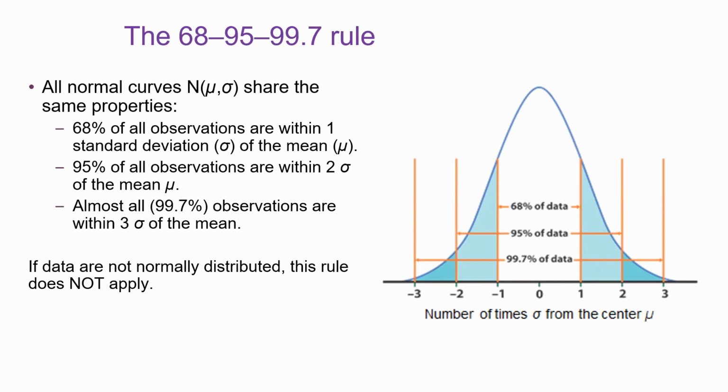And you're very unlikely, only 5% of the time, to randomly pick a student with a height larger or smaller, right? Why is that important? Because that relates to p-values, which we'll be talking about more next week. Now, again, if the data are not normally distributed, this rule does not apply.